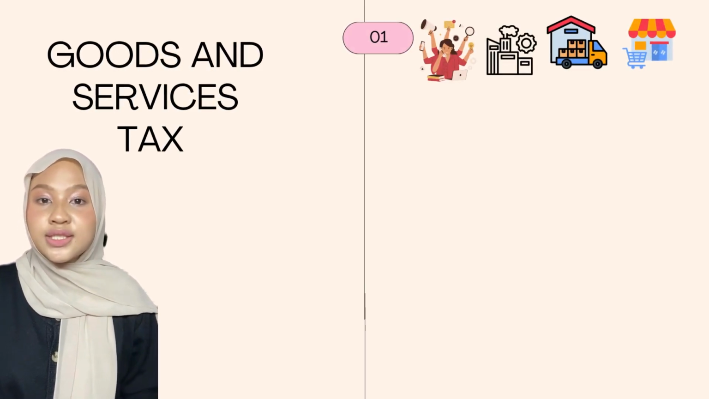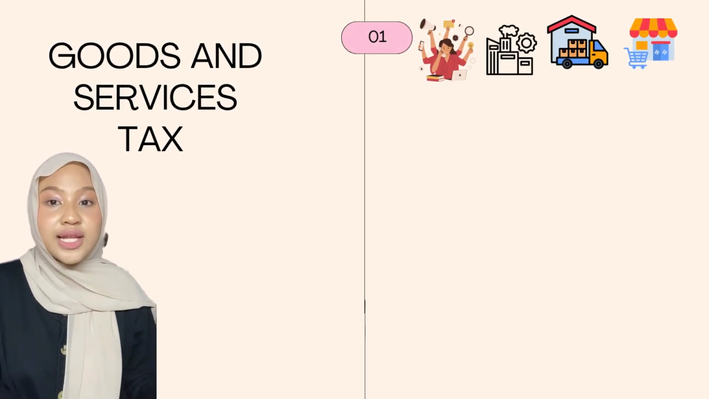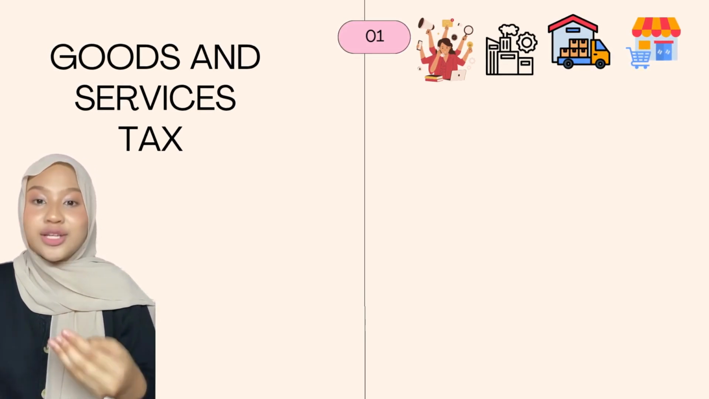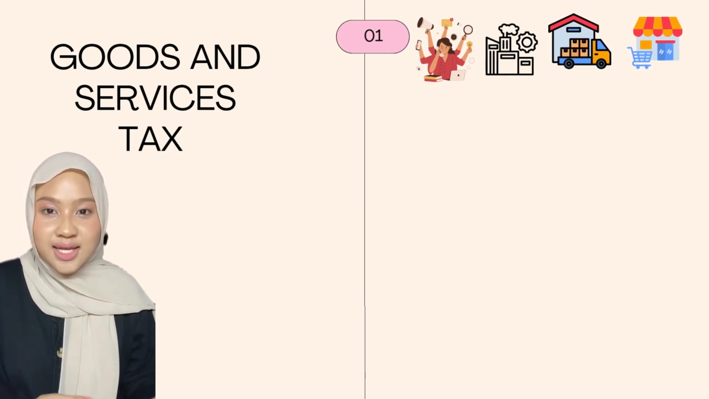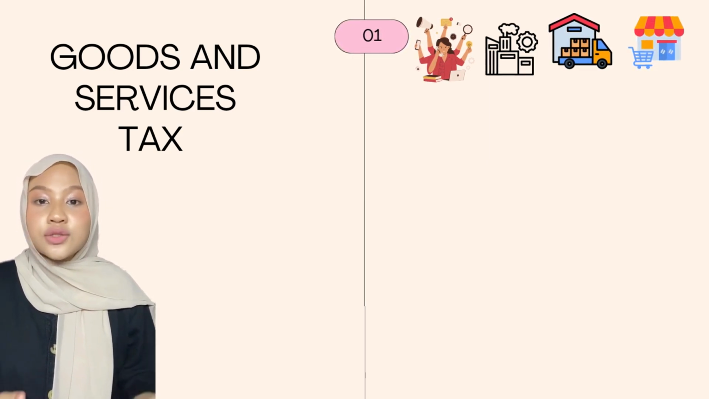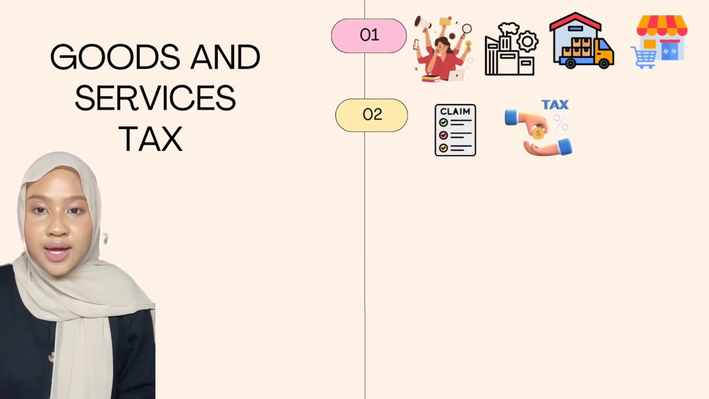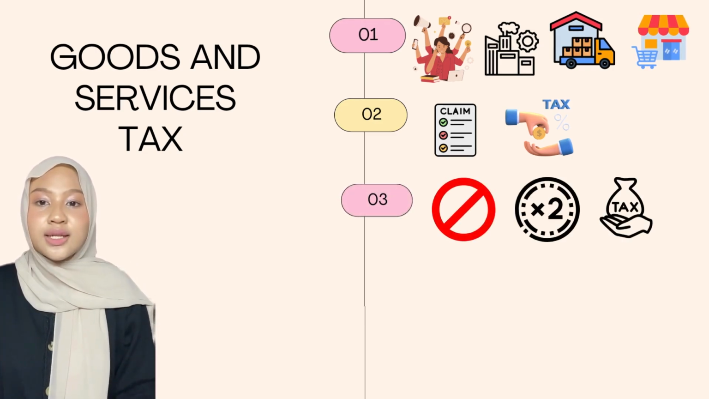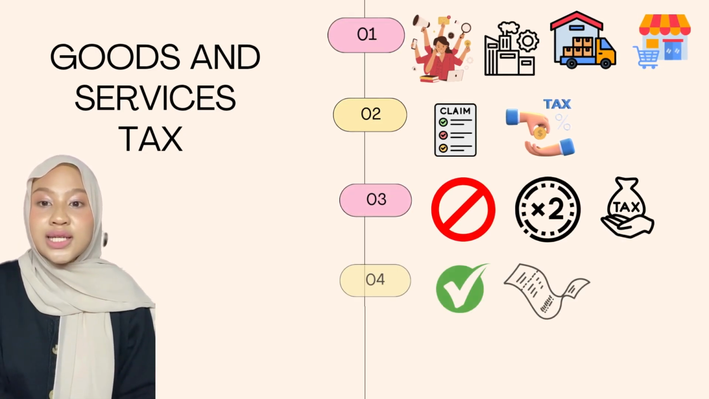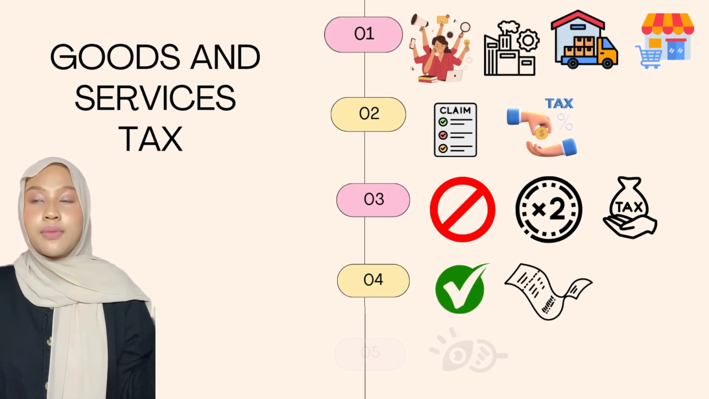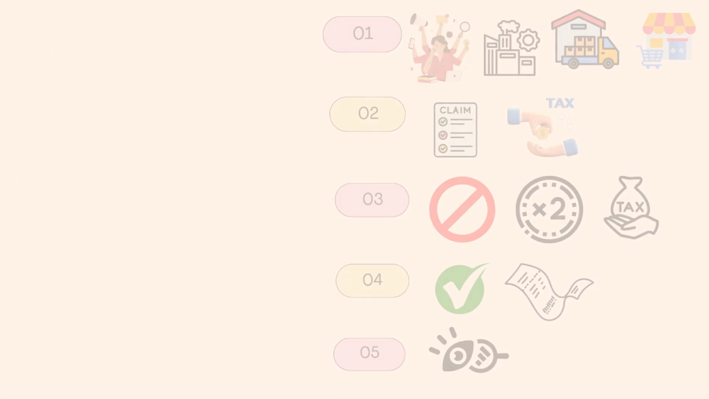GST is a multi-stage tax charged at every level of the supply chain, from manufacturing to wholesale to retail. But unlike SST, GST allows businesses to claim back input taxes on purchases. This mechanism helps avoid double taxation, and the tax is shown clearly on the receipt. As a result, consumer price becomes more transparent and predictable.